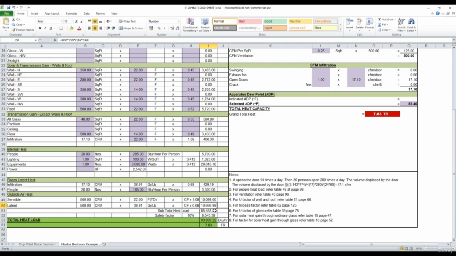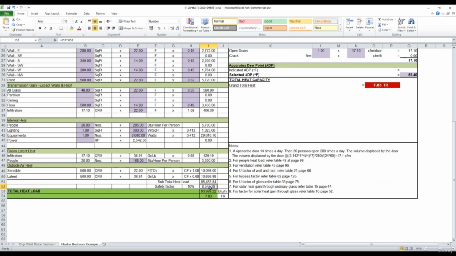Now, adding all the above calculated values, we find out the subtotal heat load content. But for every design, we have to add a safety factor to the subtotal value. This safety factor helps us to account for whatever other ways the room can gain heat. Here, the safety factor that we have taken is 10%. That means 10% of the subtotal value, which is this one. Next, when we add the subtotal value and the safety factor, we get the final total heat load, which is this value. And we convert that to tonnage of refrigeration.